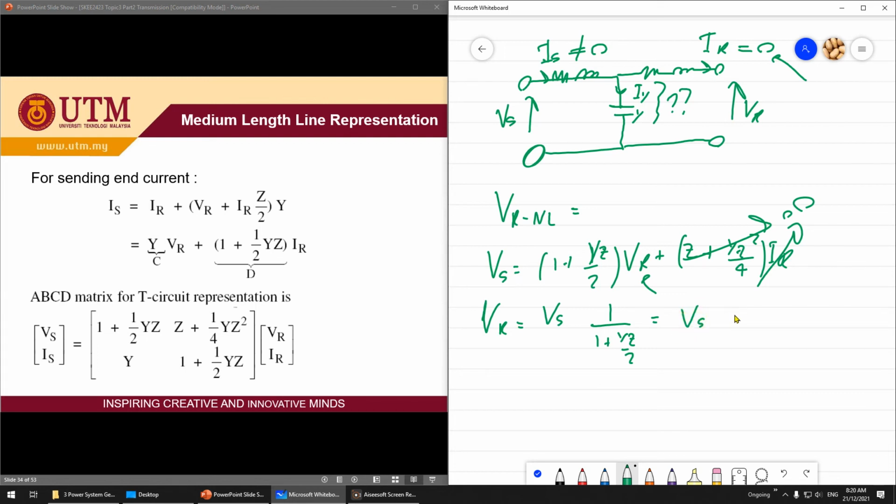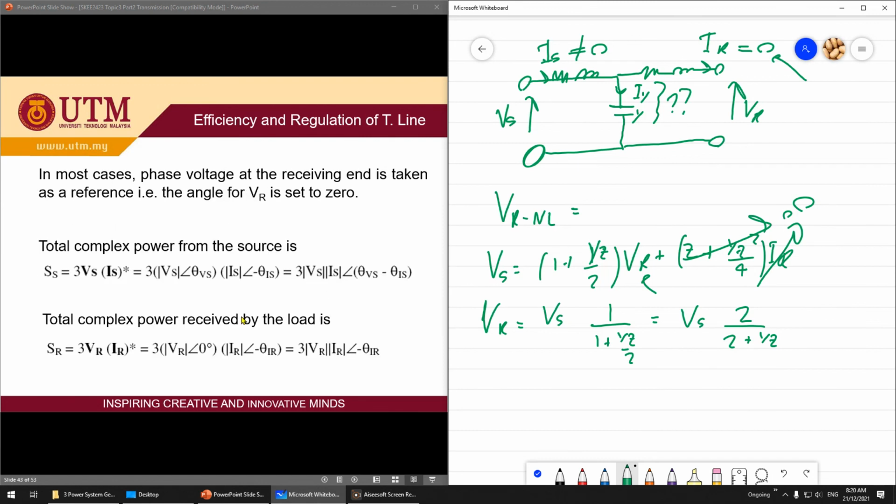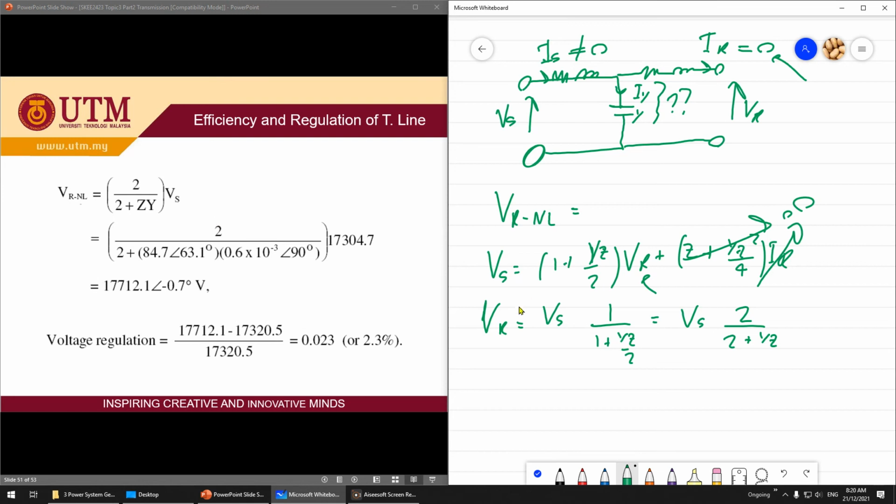which basically becomes Vs times 2 divided by 2 plus yz. So that is how you find the no load voltage at the receiving end. So let me move this back. You can see here VR is basically VR no load. VR no load here equals Vs times 2 divided by 2 plus yz.